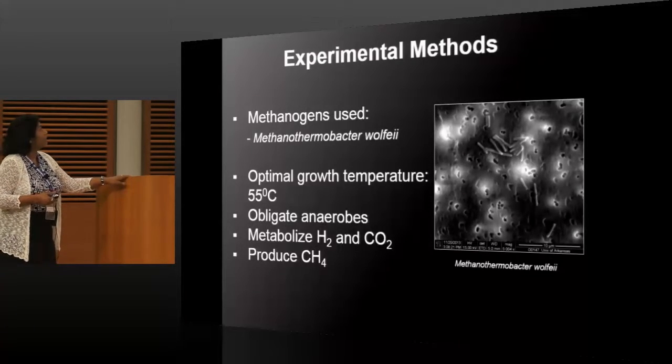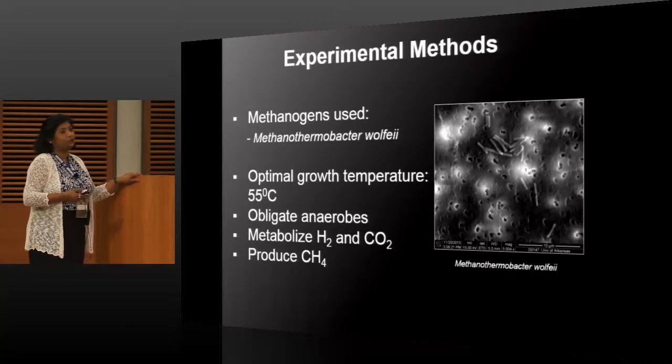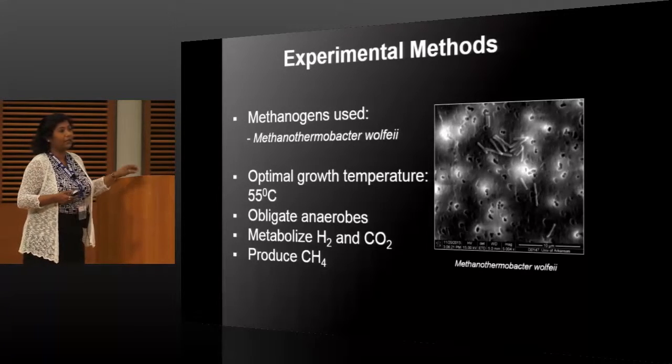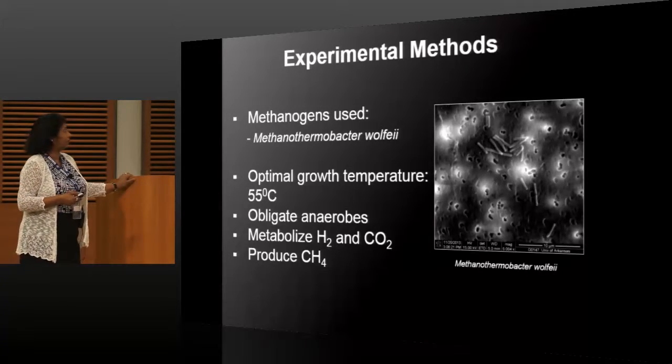So, we used Methanothermobacter wolfeii that grows optimally at 55 degrees centigrade. They are obligate anaerobes and they use hydrogen and carbon dioxide and produce methane.